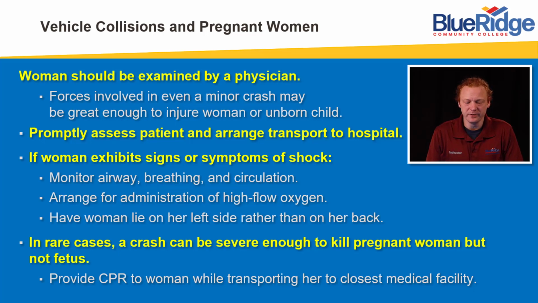If she exhibits signs and symptoms of shock, treat her accordingly. Monitor your airway, breathing, and circulation. Administer high-flow oxygen if it's available. And have the woman lie on her left side rather than on her back. This will help alleviate the pressure off of the aorta.